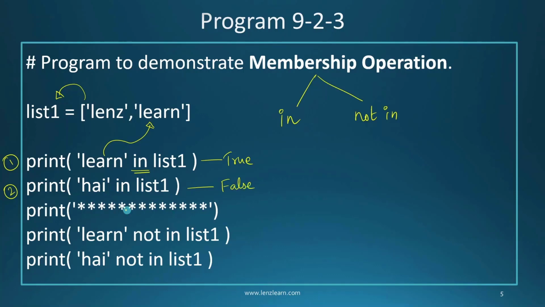Now this I have just printed to separate in and not in. So the third line is not important to us. Now the fourth print statement, here I am checking whether the word learn is not in list 1. So that's a reverse logic. So I am checking whether learn is not available inside list 1. But you see learn is available. So this not in function will return false. Now the last print statement, it is trying to search whether hi is not available in list 1. You see this is true because hi is not in list 1. So this will return true.